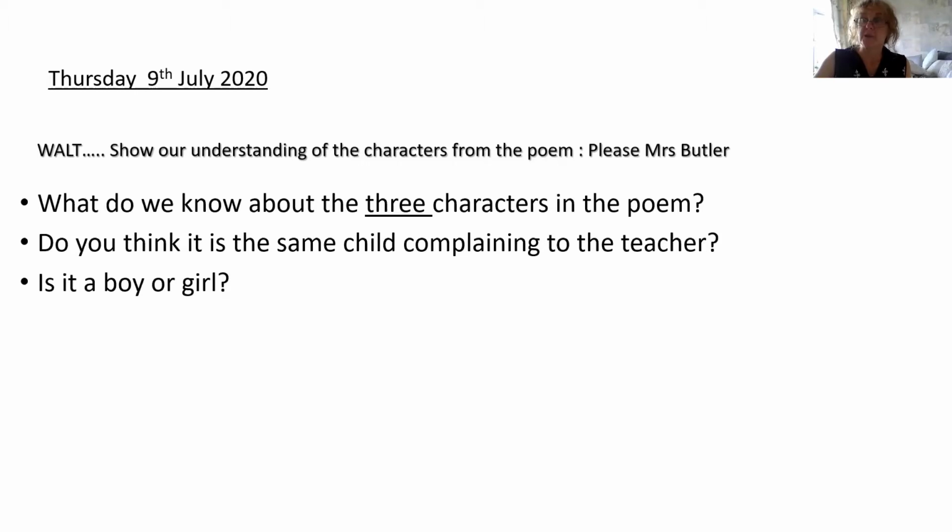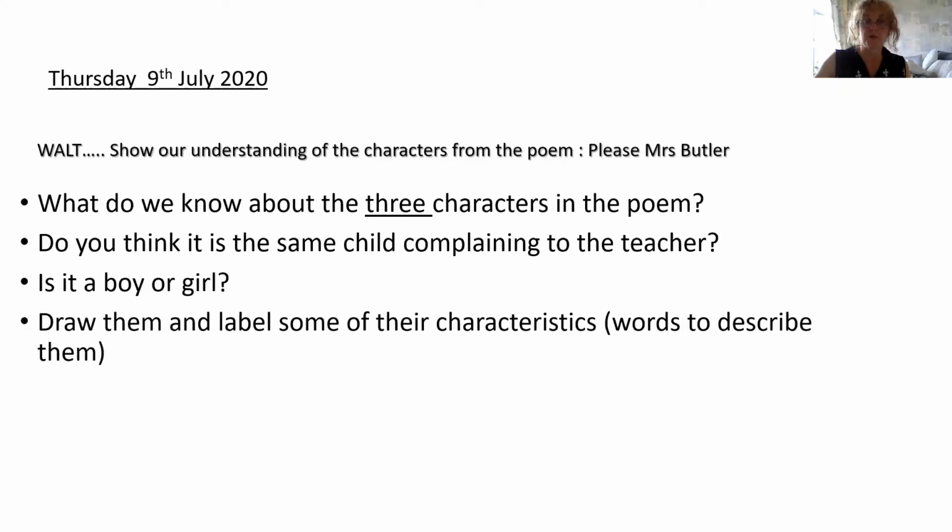Did you decide if it was a girl or a boy? It's entirely up to you. Look at your performance, and that's what you're going to be basing the characters on, is your performance. You're going to draw them and label the characteristics. That means like the words to describe them.